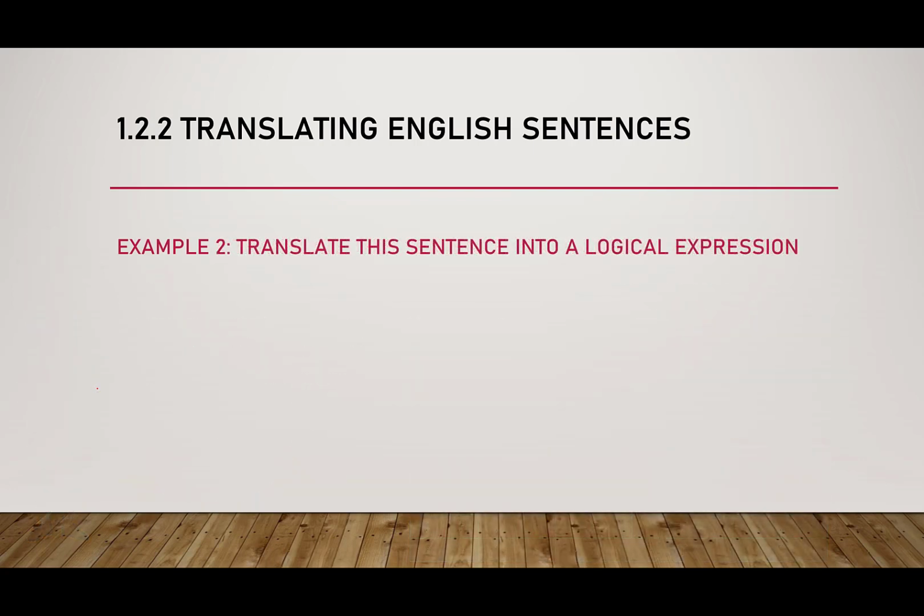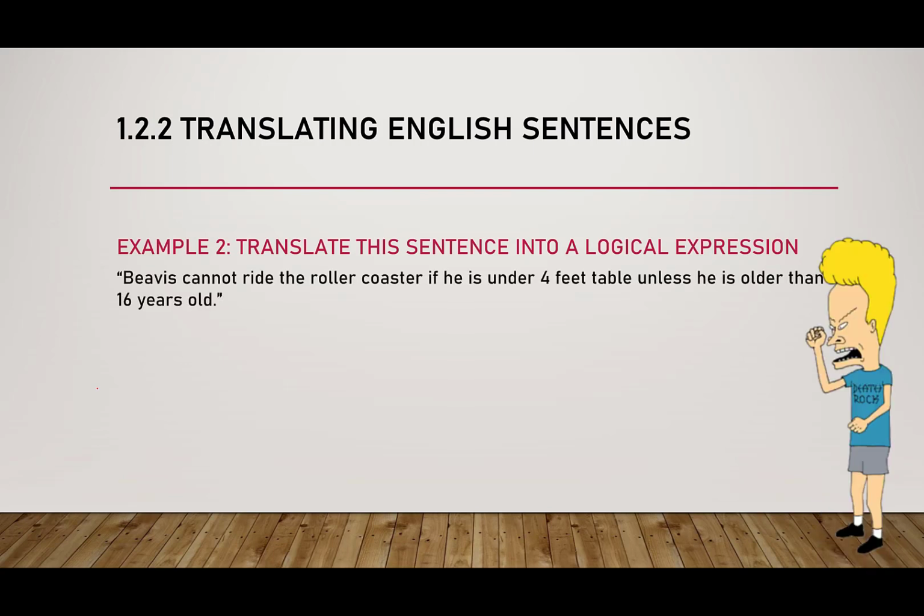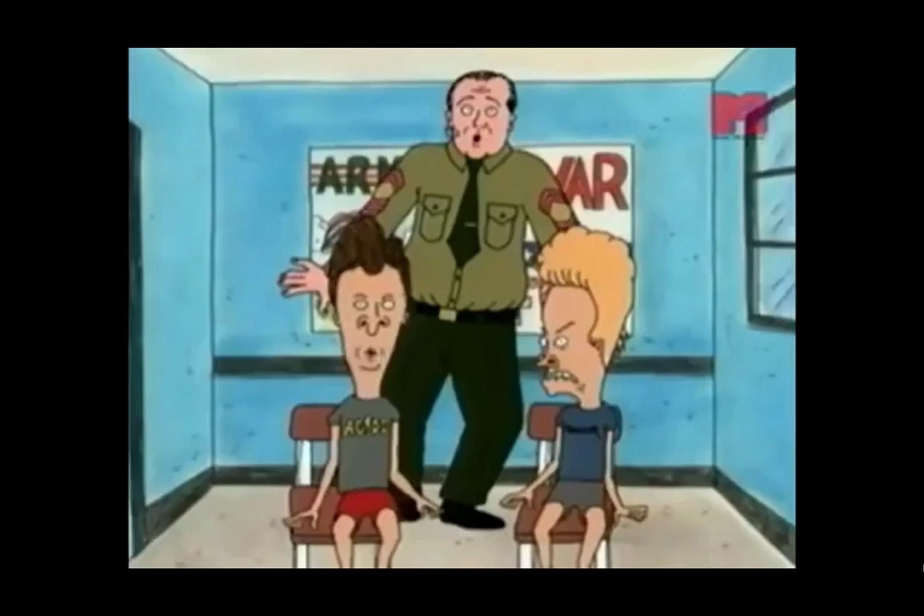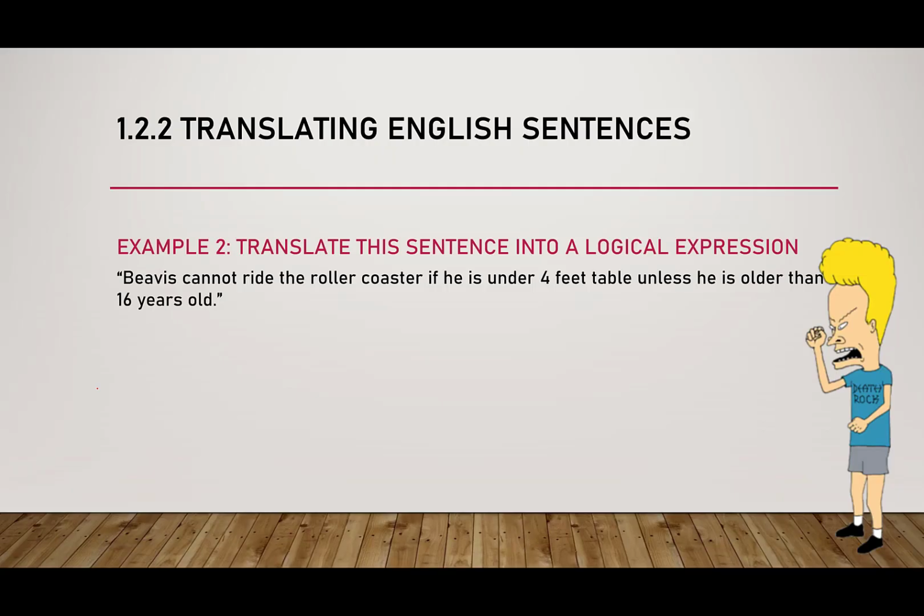Translate this sentence into a logical expression. This is Butthead's buddy, Beavis and Butthead. Again, if you don't know who these guys are, stop watching this video and go find out. That was cool. Okay. Beavis cannot ride the roller coaster if he is under 4 feet tall, unless he is older than 16. Okay, this is going to be a weird one.